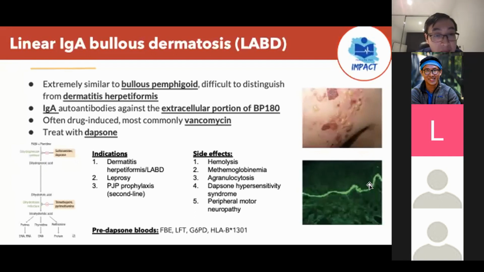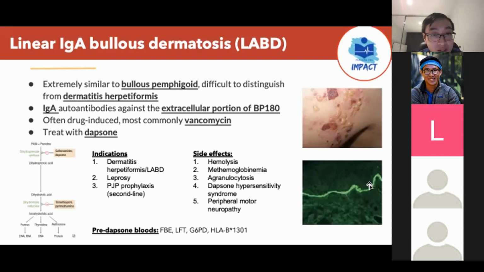Now, LABD is often difficult to distinguish from another blistering disorder called dermatitis herpetiformis. Has anyone heard of dermatitis herpetiformis? You guys know which patients? Yeah, celiac disease. That's right. Classically seen in people with celiac disease. Clinically, it's often very difficult to distinguish between LABD and dermatitis herpetiformis. Anyway, bullous pemphigoid and LABD are very close cousins. One is IgG, one is IgA, but they target exactly the same antigen.